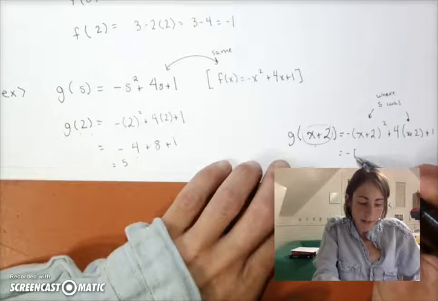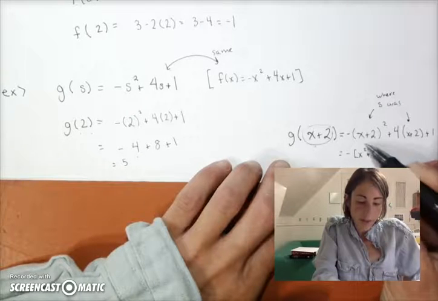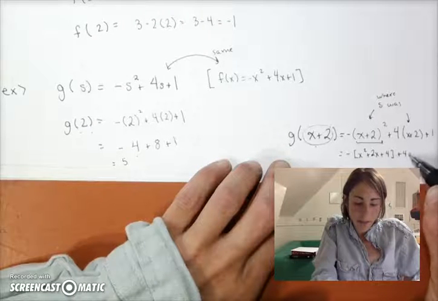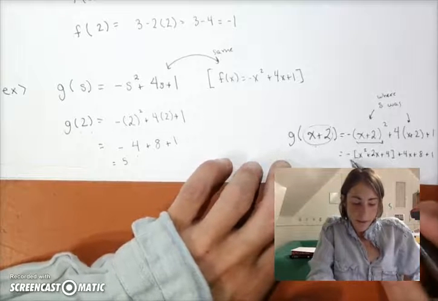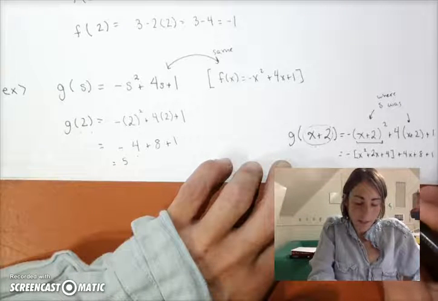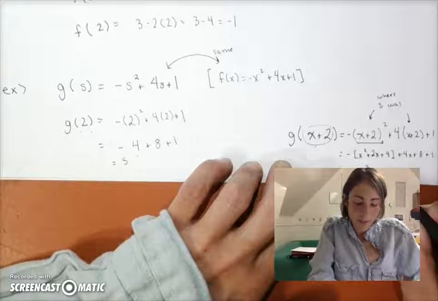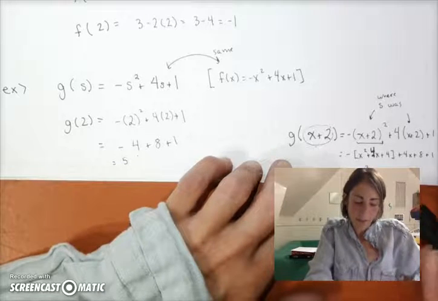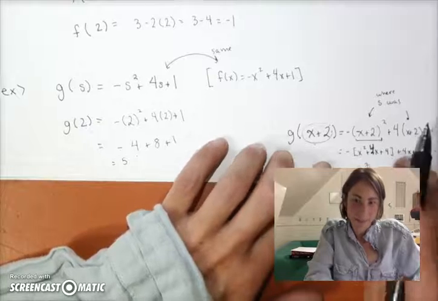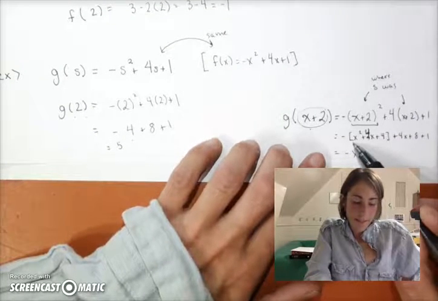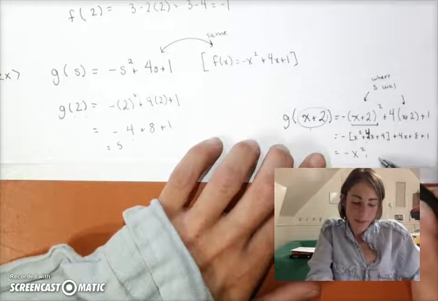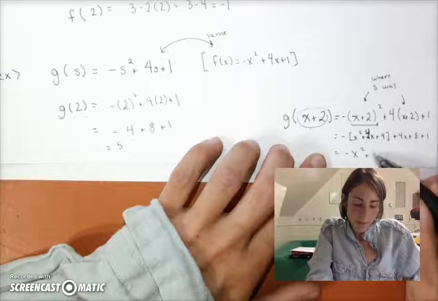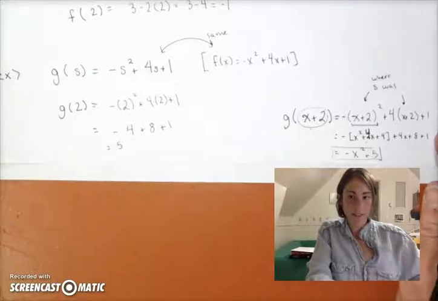Now I'll just expand this out, using FOIL for this part, so I get minus 2x plus 4, and then plus 4x plus 8 plus 1. Distribute this minus in and combine like terms. My final answer is going to be negative x squared plus, oops, this is plus 4x in the middle there. And when I FOIL, I did that too fast in my head. So minus x squared, this is going to be minus 4x, which will cancel with that one. Then I have minus 4 plus 8 plus 1 is going to be plus 5. So that's my final answer.